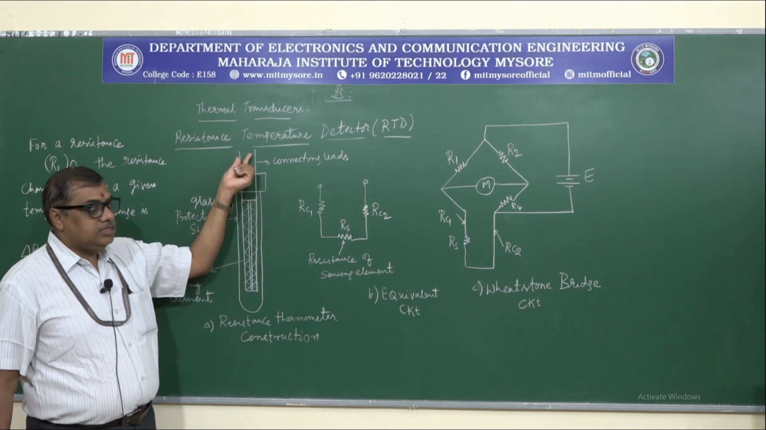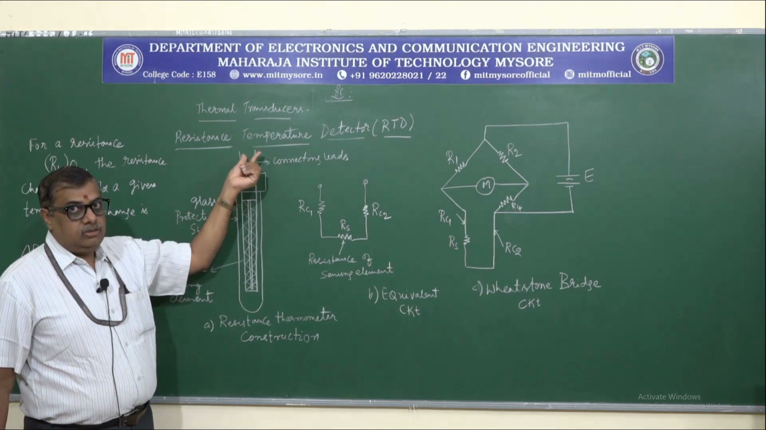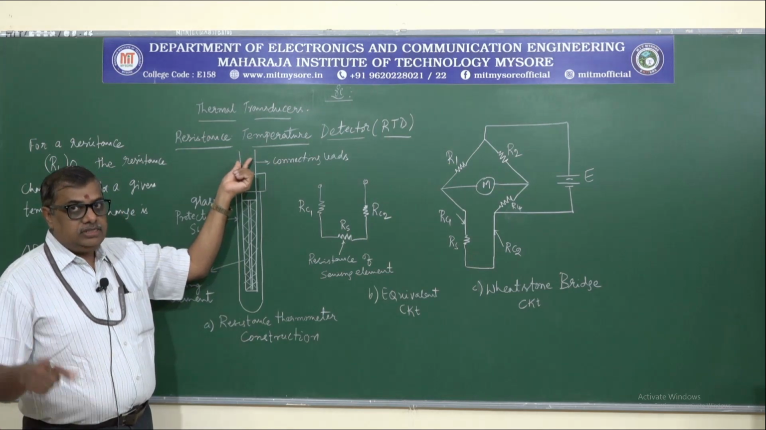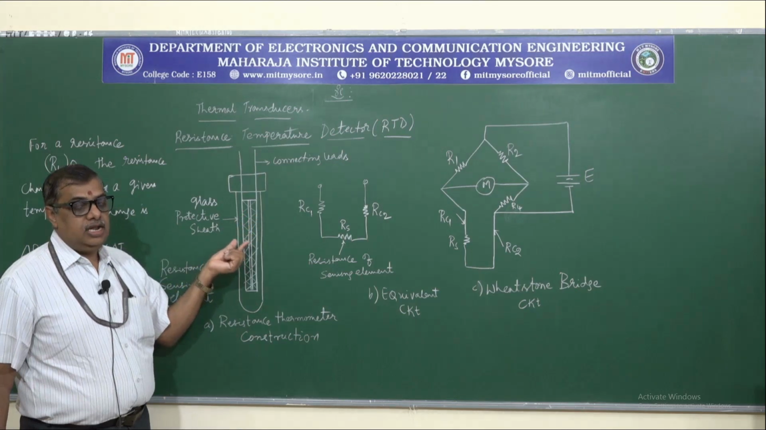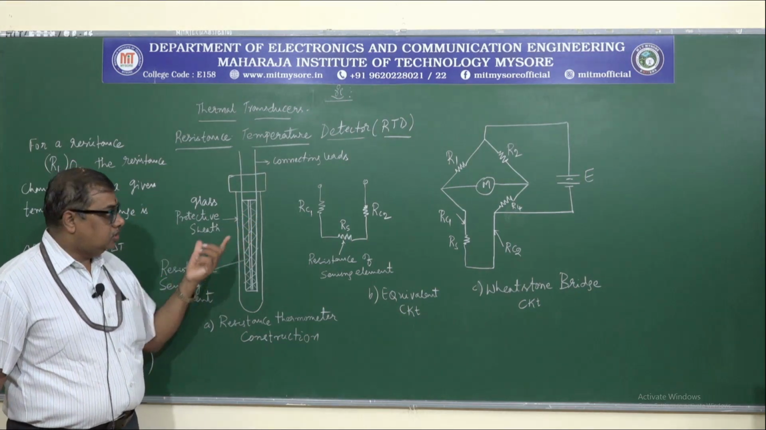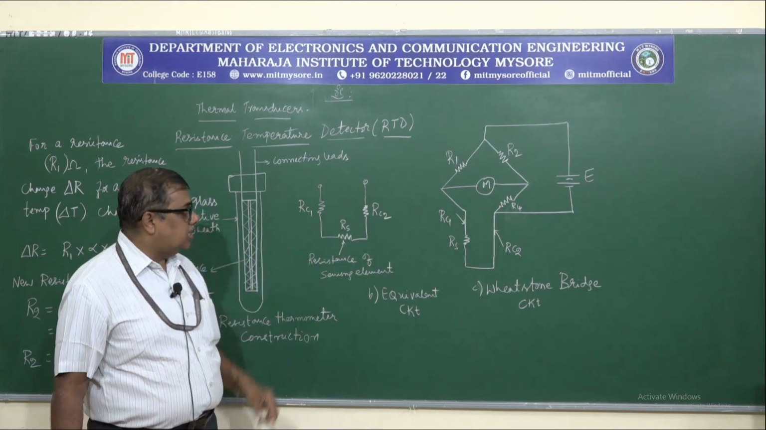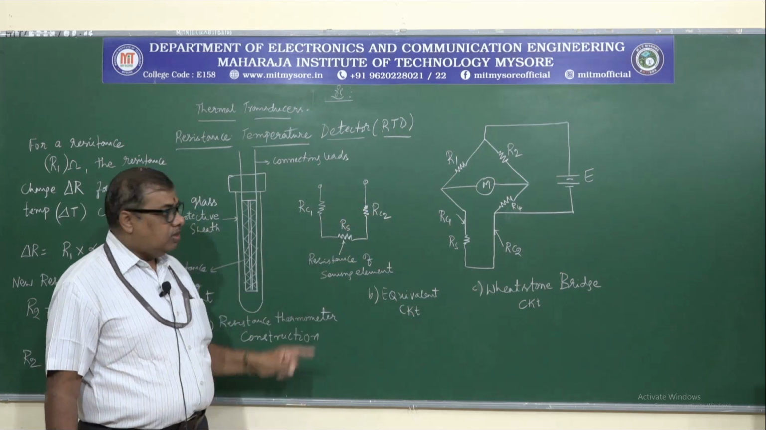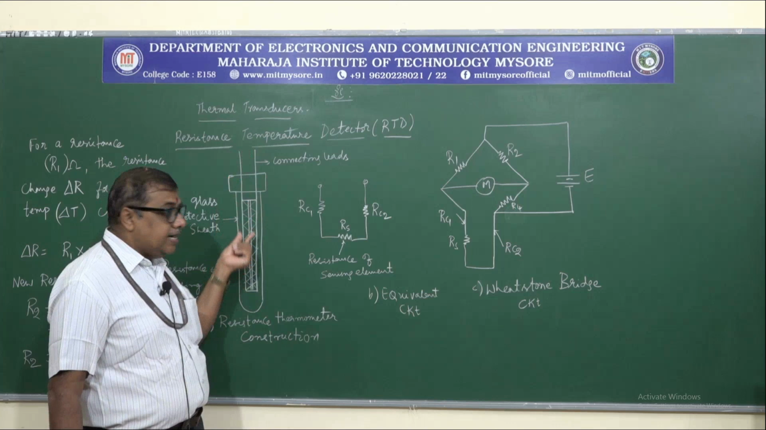These leads are connected to a temperature varying system. These leads will sense the temperature, and when the temperature is sensed, the resistance of this particular material is going to change. Now the equivalent circuit of this RTD is shown here. It has RC1 and RC2. What are RC1 and RC2? The resistance of the connecting leads.